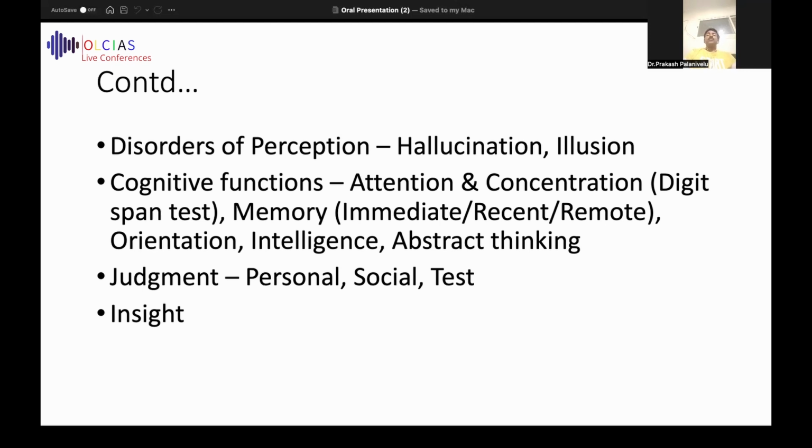And at last, we assess the insight of the patient, like how far the patient is aware of one's own mental illness or not. So next slide, please.